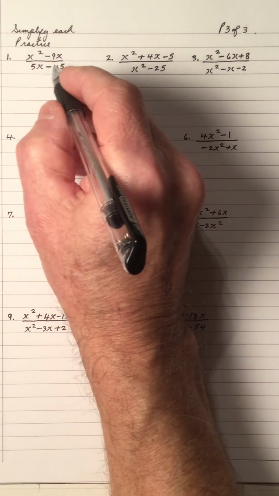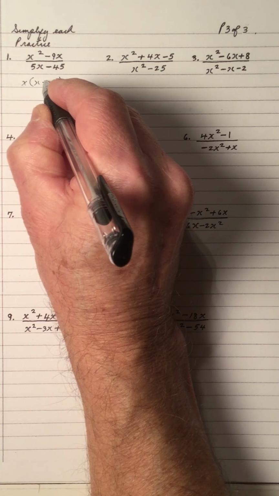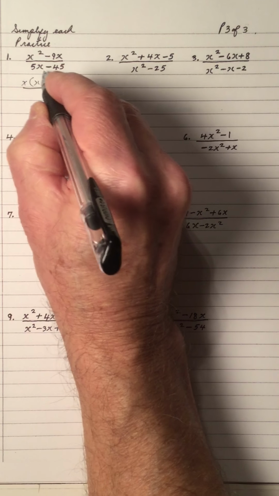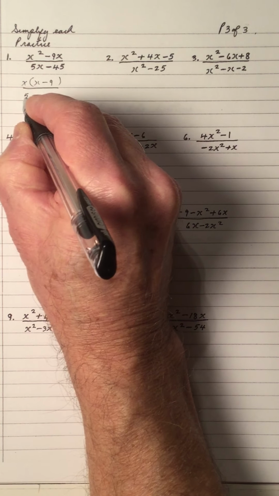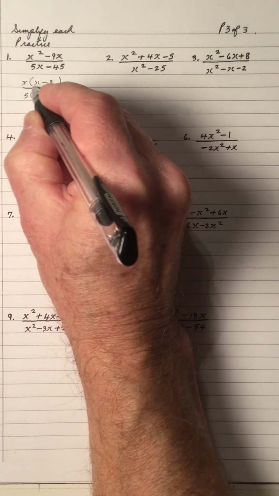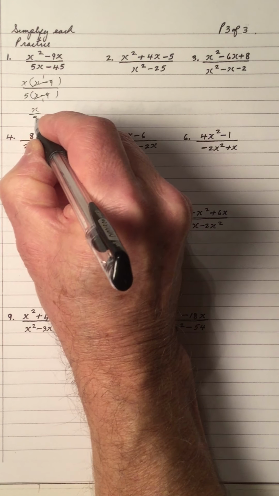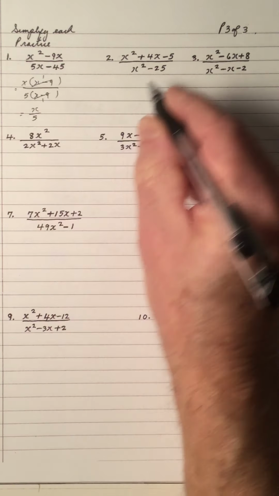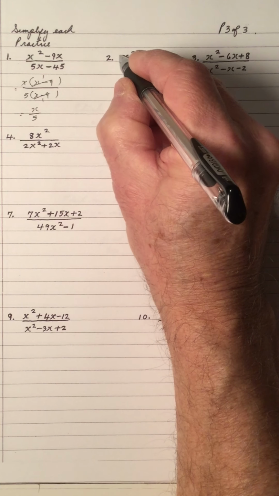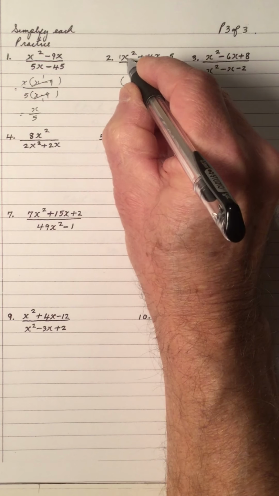Here we go. I see an x as a GCF on the top, so it's x times x minus 9. I see a 5 as a GCF on the bottom, so 5 into both of these gives me x minus 9. x minus 9 is a common factor. Cancel. So I get x over 5. Final answer.